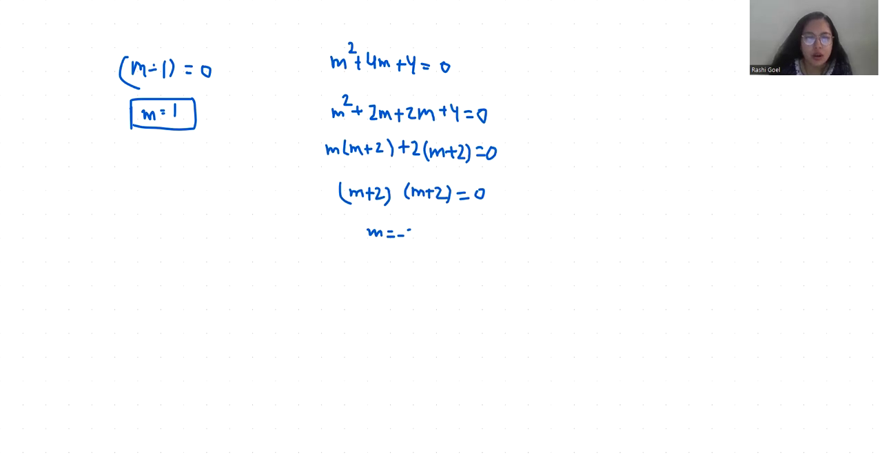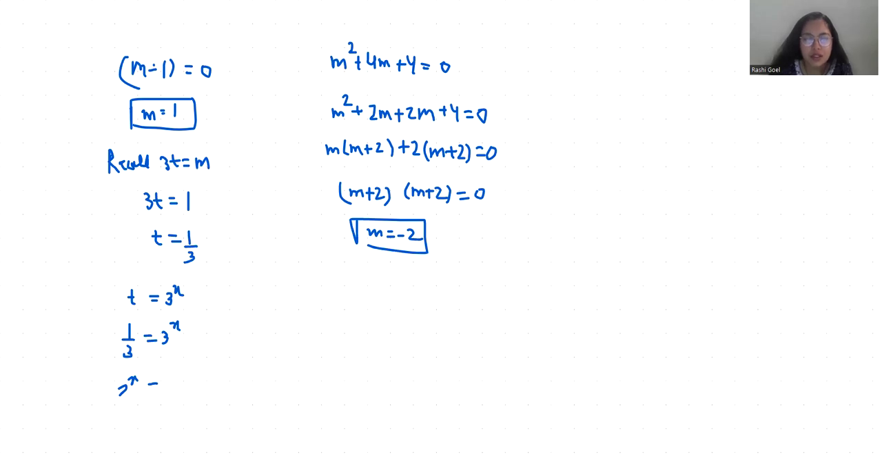So let's recall 3t = m. So 3t = 1, t = 1 by 3. And t is equals to 3^x. So 1 by 3 is equals to 3^x. So 3^x = 3^(-1). So x is -1.